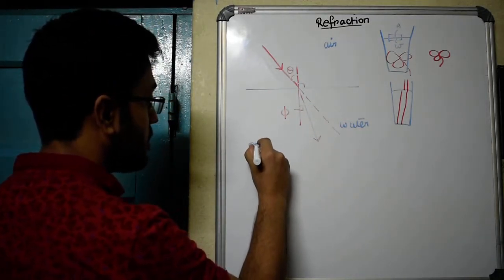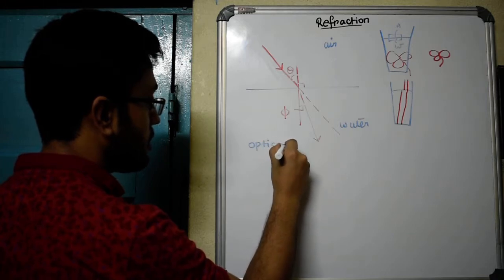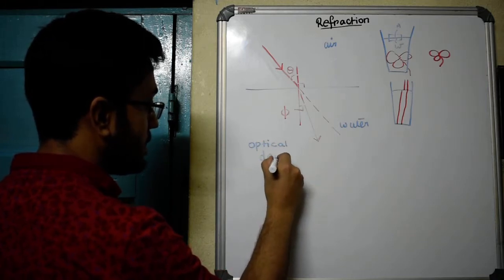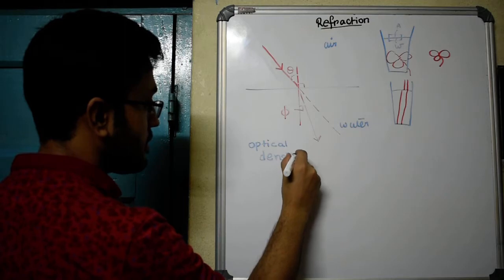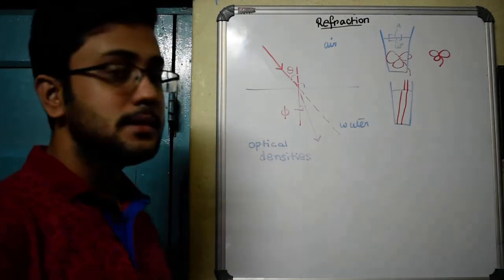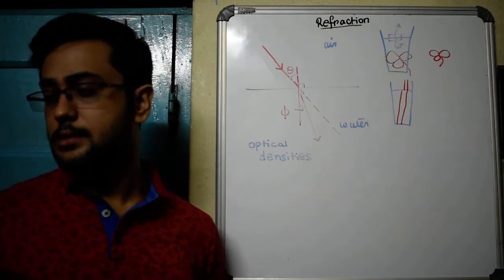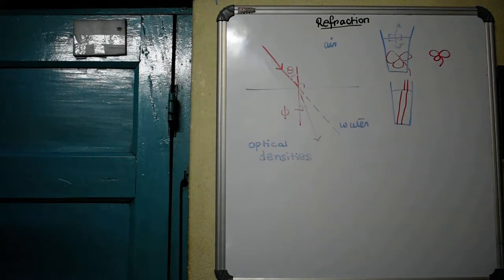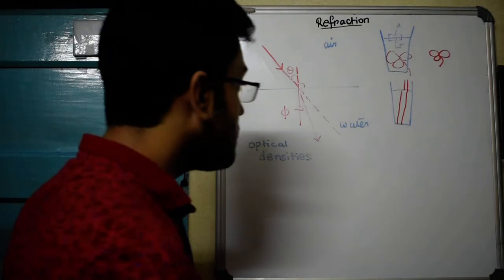Their optical densities are different. Now optical density is slightly different from density. What is the difference between optical density and density?